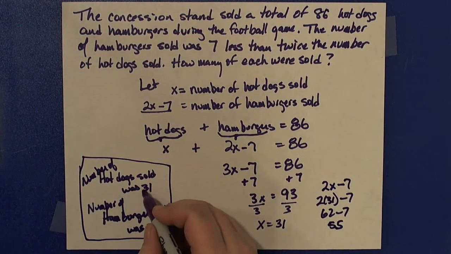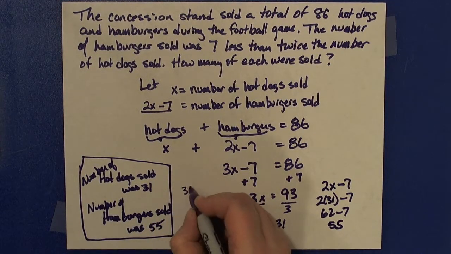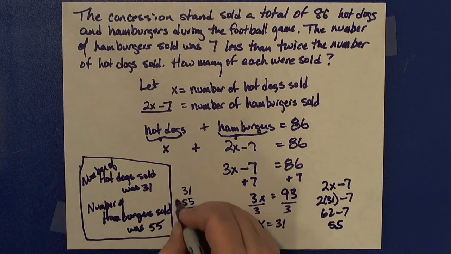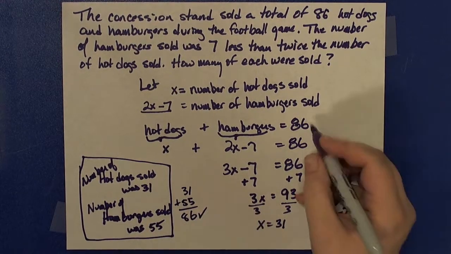And if I wanted to check that, I would take those two values, 31 and 55, and add them together and make sure I do get the 86 total.